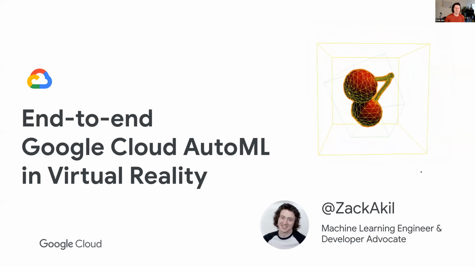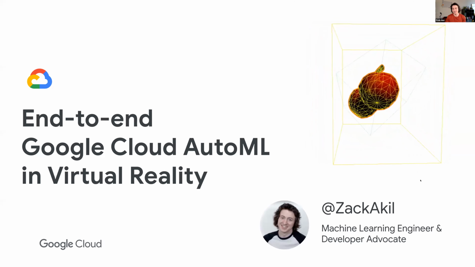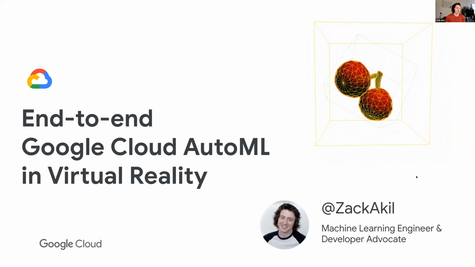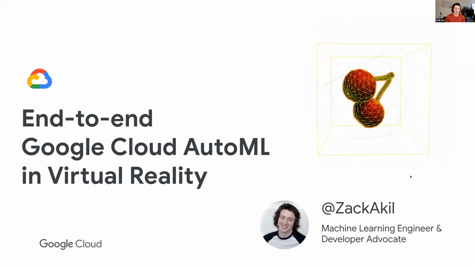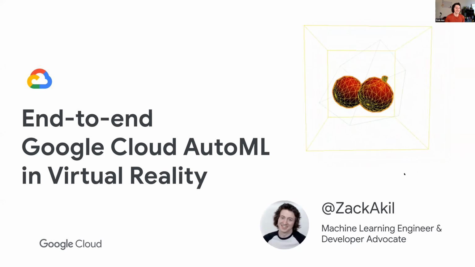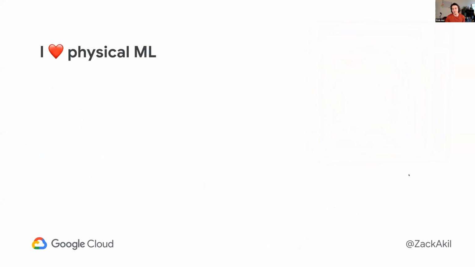All right. So my name's Zack. I'm a machine learning engineer and developer advocate. A bit about the kind of things I like to build, because that will give you a bit of insight as to what I'm probably going to show along the line. First thing is, I love everything physical machine learning. I got started programming with Arduinos and Raspberry Pis. So anytime I can bring machine learning into the physical world, I get a huge kick out of that.